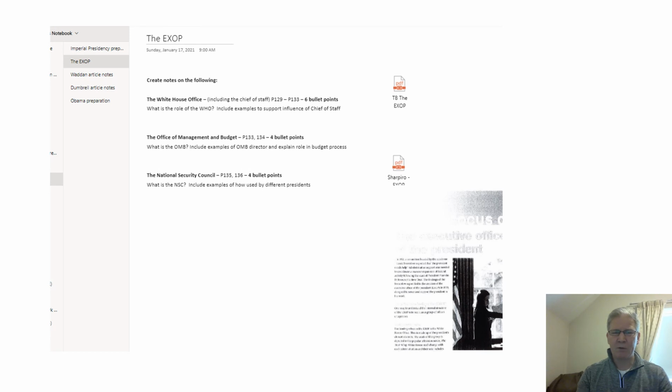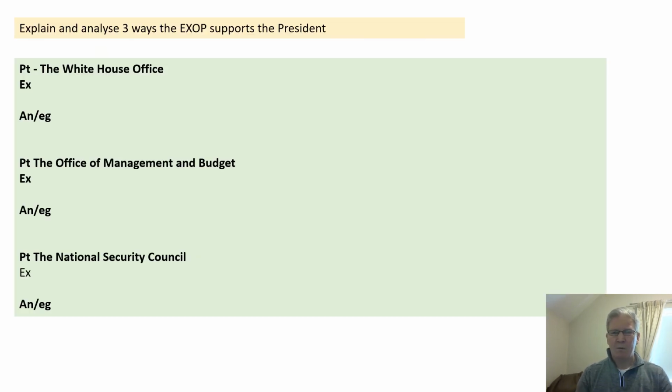Okay, what I want you to do is use your textbook to do your research and create your notes on the page in OneNote. If you go to that page, you'll see the textbook references as a PDF, but also an article by Sharapo on the Executive Office of the President which you can read, which can support the notes you're going to make. By doing so, we'll have a seminar on the EXOP where we'll try to take down this particular question. It's a 9-mark question: explain and analyse the ways that the EXOP supports the President, knowing what the White House Office, the OMB and the NSC are. That's your job. Good luck.